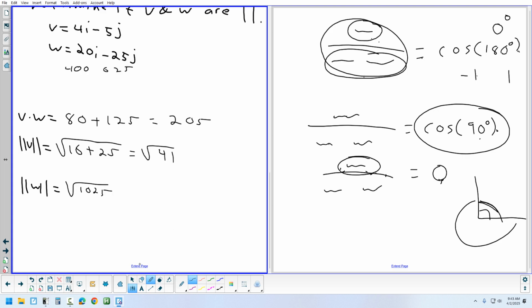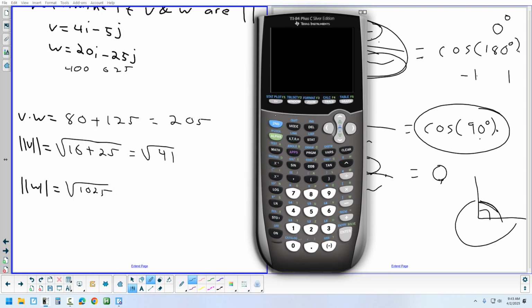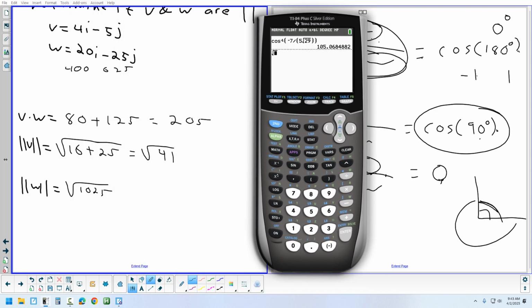All right. I don't really care about doing inverse cosine. If all I want to do is determine parallel or not, just see if the top and the bottom come out the same. Well, the top is 205. The bottom is the square root of 41 times the square root of 1025. Let's type it again. Square root of 41 times the square root of 1025. I got 205. What did I have in the top?